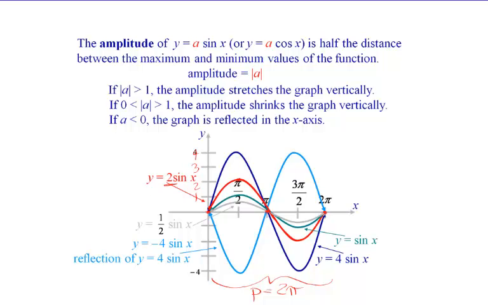Instead of having an output of 1 at pi over 2, which is what the parent sine function does, this red function has an output of 2. And additionally, the sine function has an output of -1 at 3 pi over 2, but this red function has an output of -2. So it turns out that the coefficient a in front of our trig function does stretch, or notice here, does compress.